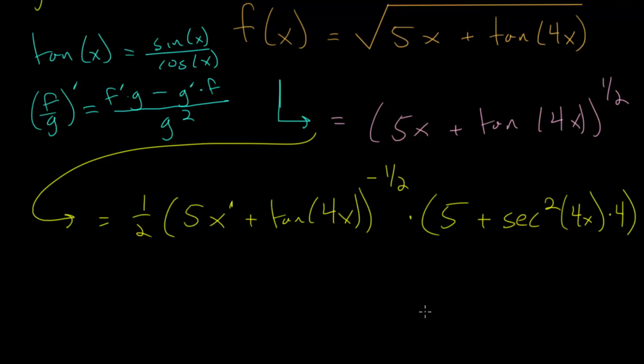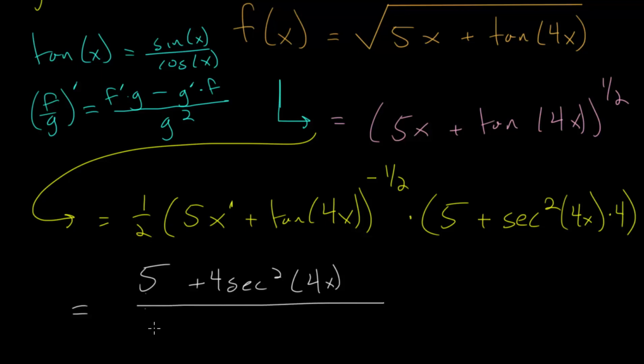And like I mentioned, at this point we can simplify this. This is really a square root, and it's in the denominator since this is negative. So let me just rewrite everything here. We have all of this in our numerator. We have 5 plus the secant squared of 4x multiplied by 4. And that 4 is on the outside, so really we could put the 4 in front here. And then all of this is divided by this 2 multiplied by the square root of this. We have 5x plus the tangent of 4x.